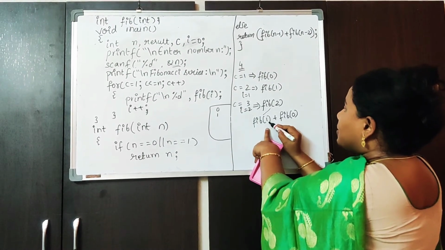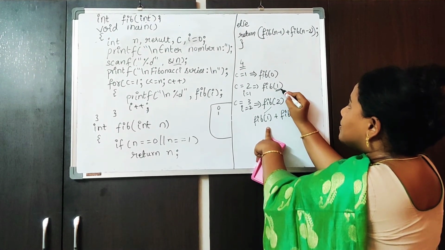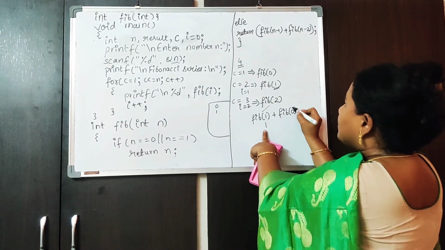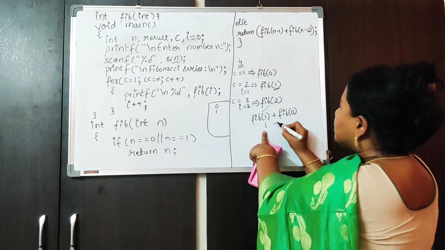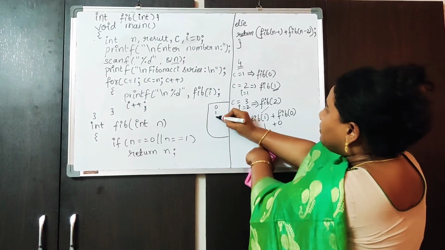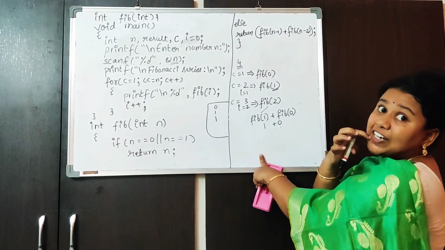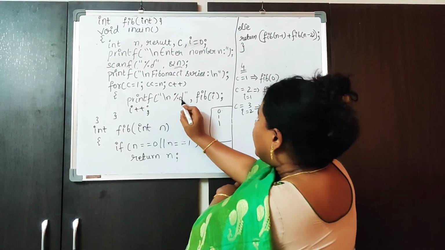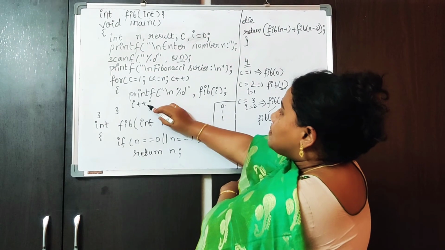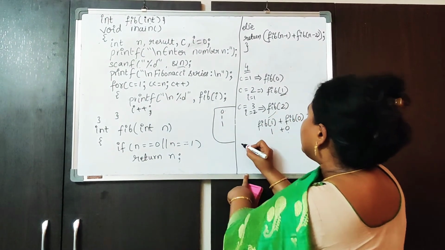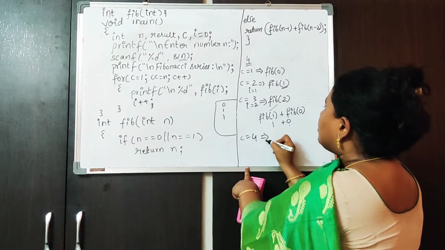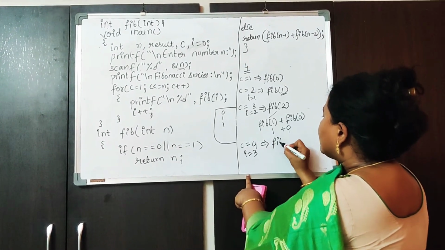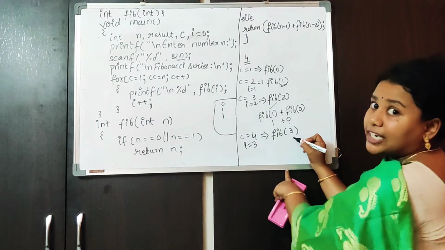Now what does Fib of 1 return? See here, in case of Fib of 1, what did it return? It returned the value 1. And Fib of 0, what value did it return? 0. 1 plus 0 is 1. So 1 will be returned back and it will be printed as 1. Again, you will go back and we will print that value 1. Now i plus plus, i will be incremented and the c value becomes 4. Now the i value becomes 3 here. So Fib of 3 will be called here.